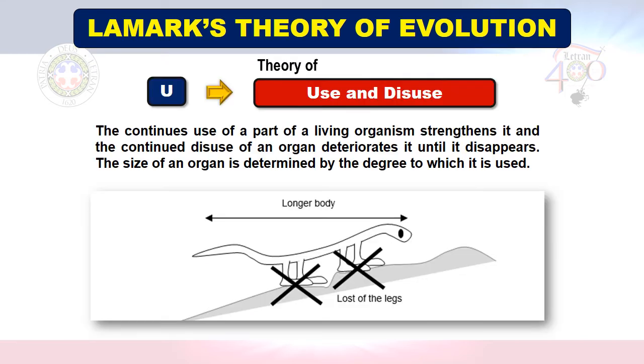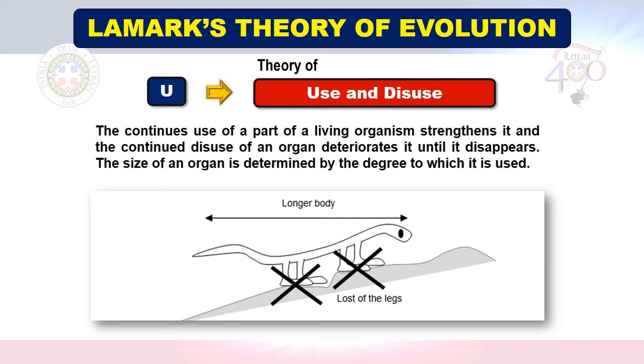First, let's talk about the Theory of Use and Disuse. The use or disuse theory explains that the part of an organism that the organism uses will undergo hypertrophy and will become more developed. Hypertrophy is the growth of a specific organ or tissue. So by this idea, the more an organism uses a part of its body, the larger and more developed the part will become.